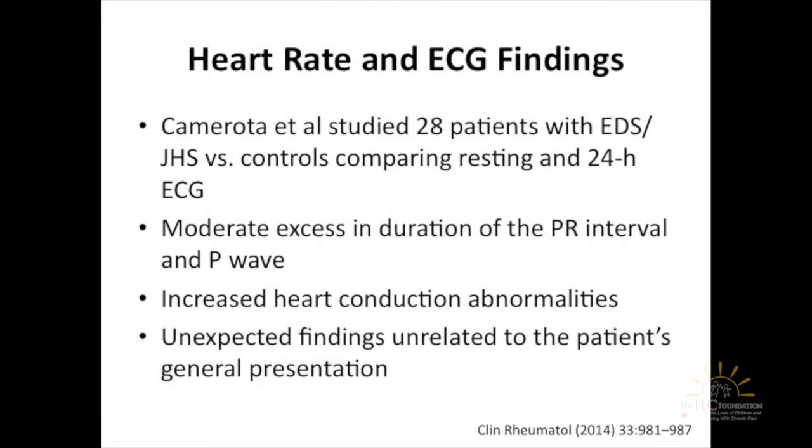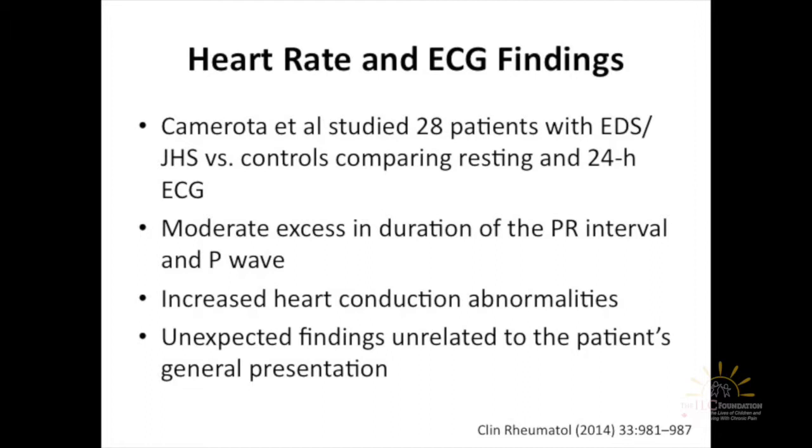Now, in terms of heart rate and ECG findings, recently, Cameron et al. studied 28 patients, right, with EDS, joint hypermobility syndrome, and compared with controls. And they looked at different changes in the ECGs. And when I'm talking about ECGs, I'm talking about conduction abnormalities of the heart, right? So it's the electrocardiogram that you get in your emergency department and your cardiologist's office. And this simple piece of paper gives us a lot of information about how is the function of the conduction, electrical wires of the heart.